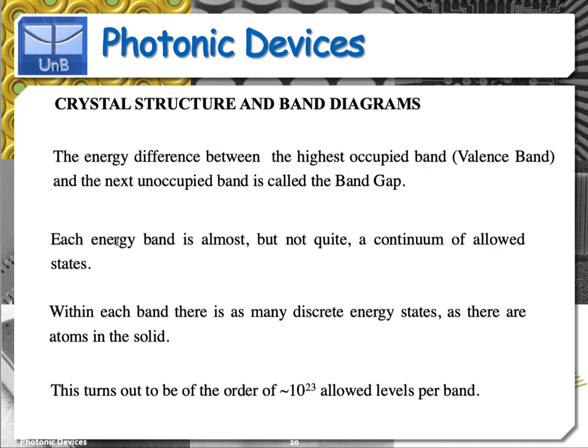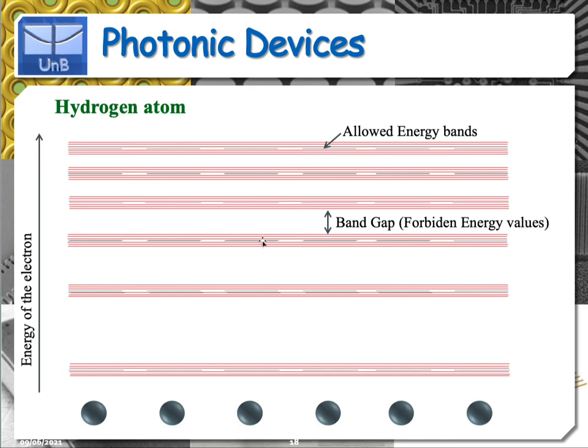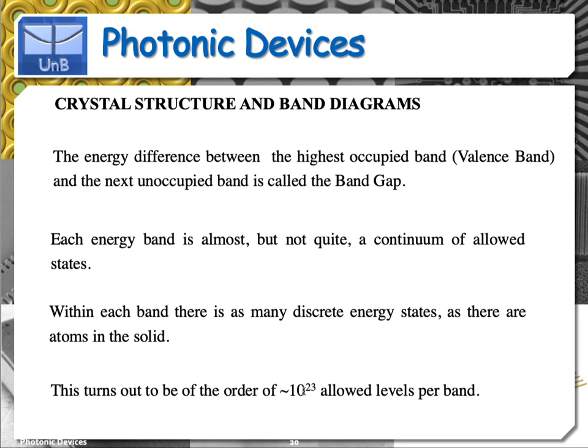We also saw that each of the energy bands is almost, but not quite, a continuum of allowed states. So they're still discrete states, but they're so close together that they almost form a continuum. Within each band, there are as many discrete energy states as there are atoms in the solid. So this gives us an estimate of how many levels per band: 10 to the 23rd, 10 to the 24th levels, a whole lot of levels per band, which is what is stated here. This turns out to be of the order of 10 to the 23rd allowed levels per band.